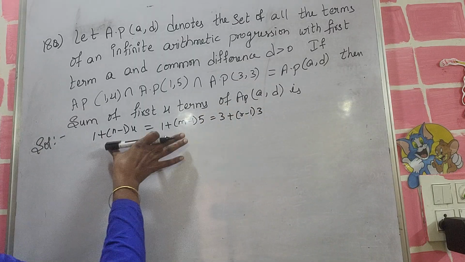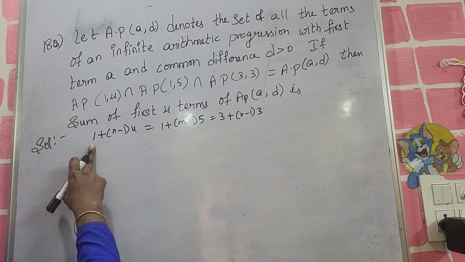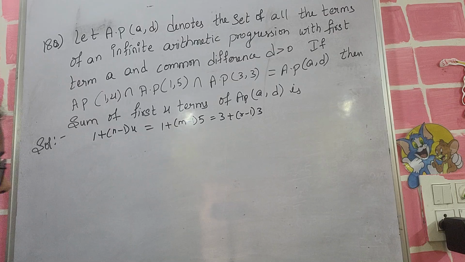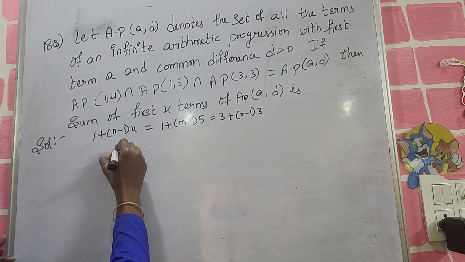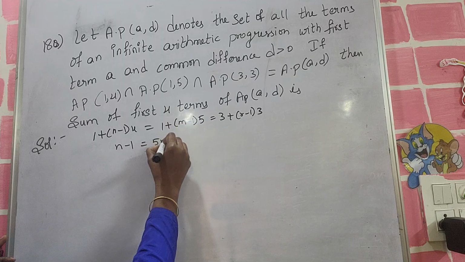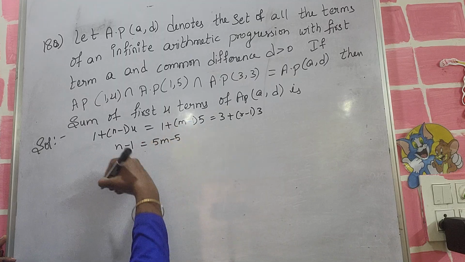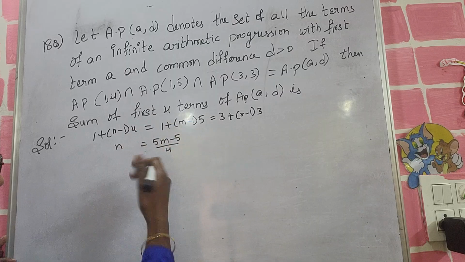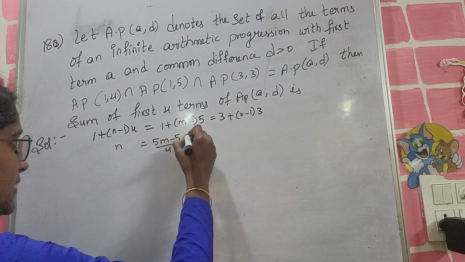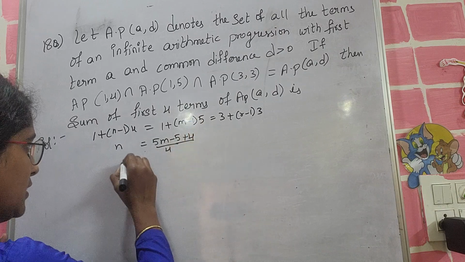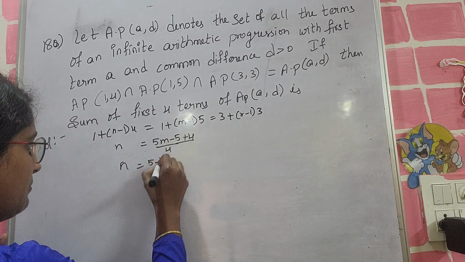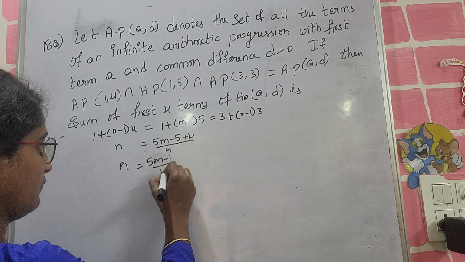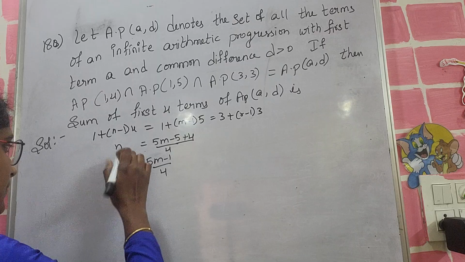If I compare these two, the 1 will get cancelled. (n minus 1) into 4 is equal to (m minus 1) into 5. So here n minus 1 is equal to (5m minus 5) by 4, and the minus 1, if I send it over there, it will be plus 1. So n is equal to (5m minus 5) by 4 plus 1, that is, (5m minus 1) by 4.